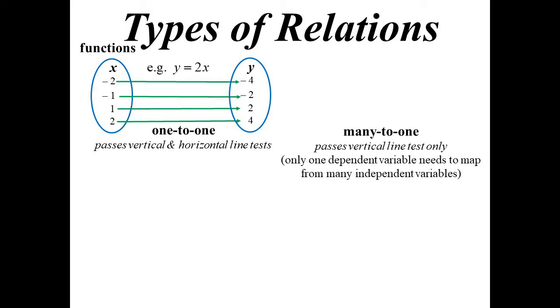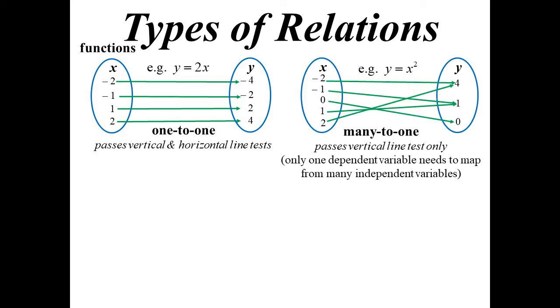The other type of function then would be a many-to-one. So it's the one that only passes the vertical line test. It's a function, so it still has to pass the vertical line test, but it doesn't satisfy the horizontal line test. So again, looking at our pictures there, we would have the parabola. It is a function, it satisfies the vertical line test, but horizontally, once we get into the positive numbers, we're hitting it twice. And so you would get something like that.